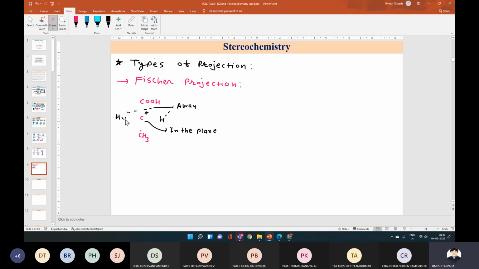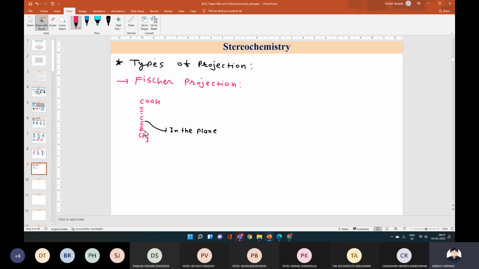These two are actually the group which are there on horizontal line, taken close to viewer in a front side by Fisher, and those group which are there on back side, which are taken on vertical line, that is away from viewer, because we are standing in front side. So what happens? These two groups are away from viewer.